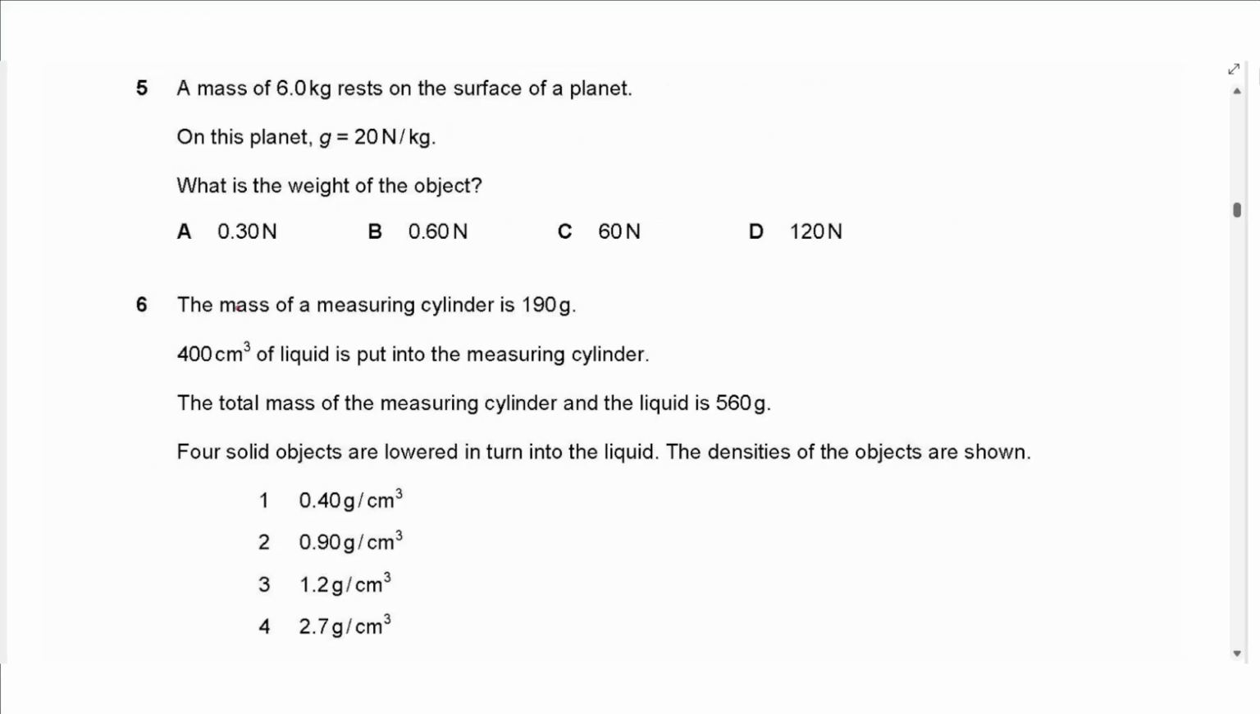Question 5 says, a mass of 6 kilograms rests on the surface of a planet. On this planet, g equals 20 newtons per kilogram. So we have m and we have g, and we are required to calculate the weight. Weight equals mg, so it is 6 multiplied by 20. That gives us an answer of 120 newtons.